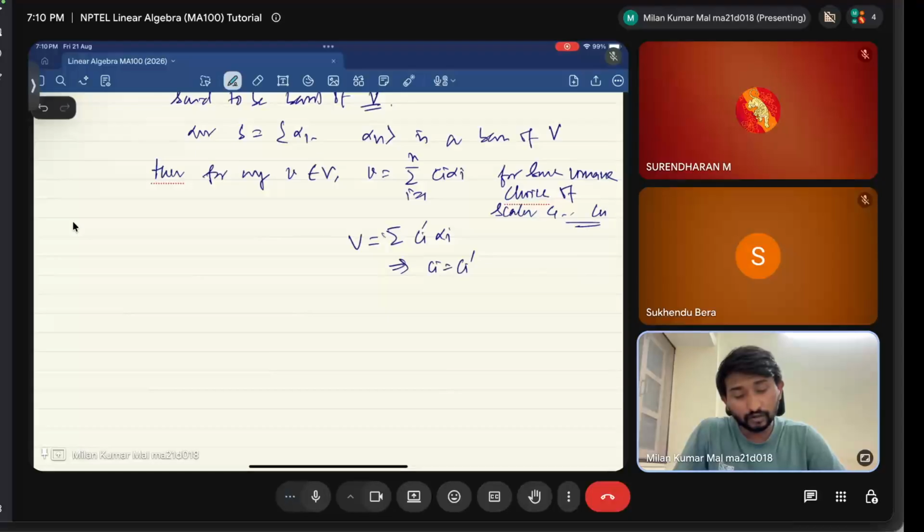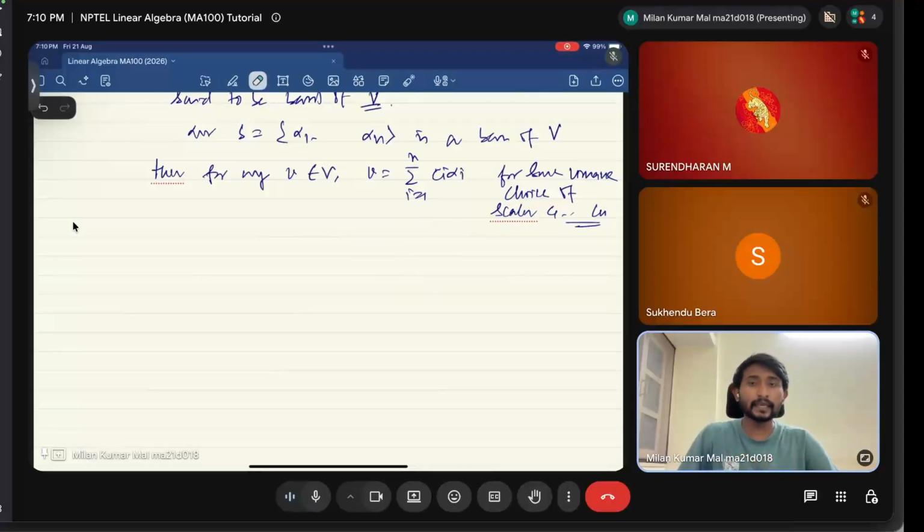So basically, what is a basis doing? A basis is something like a skeleton. It is the smallest collection such that taking linear combinations of that smallest collection, you get the full space. That's what is called the basis.